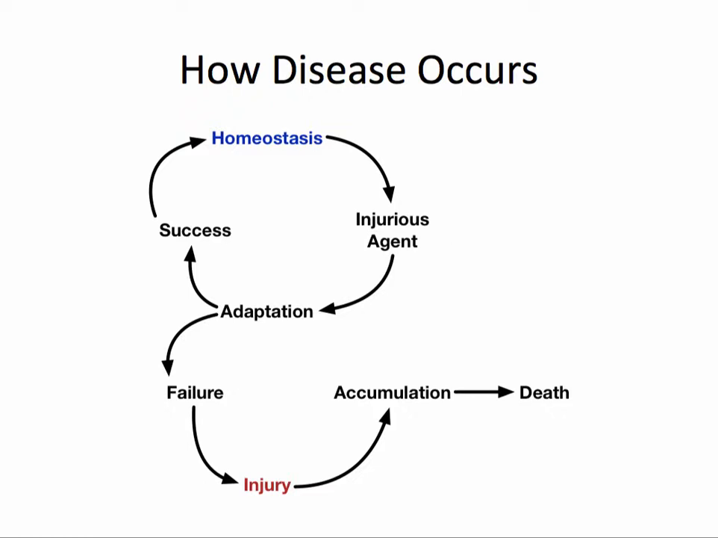Let's now discuss how disease occurs. The process begins with the application of an injurious agent. The organism will then attempt to adapt to this change. If the organism is successful, homeostasis will be restored. If the organism fails to adapt, cellular injury occurs. Once cellular injury occurs, accumulation of waste products results. Once waste products accumulate, death of the cell ensues.